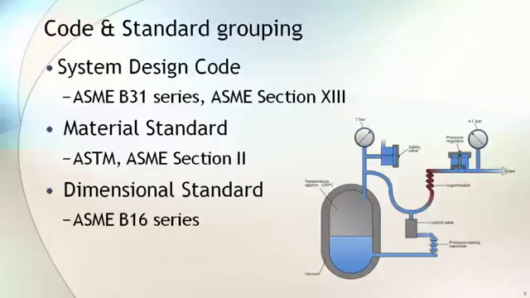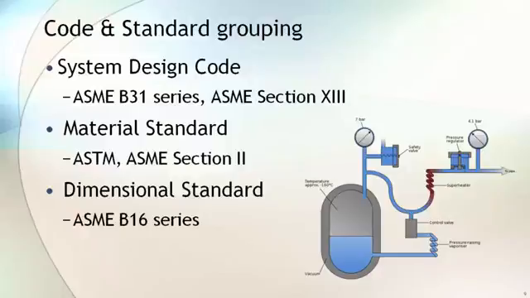To simplify understanding of code and standard, I have grouped them into three categories. First is system design code. This category of code provides entire system design requirements. ASME B31 series and ASME Section 8 are some examples of system design code. Second is the material standard that provides standard material grades that can be used in manufacturing of piping components or any other systems. ASTM Section 1, Section 2, and ASME Section 2 cover various acceptable material grades that can be used in a system design.